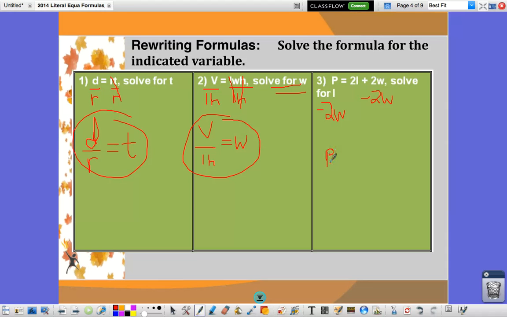So we get P minus 2W equals 2L. Because remember, we just got rid of this. We're left with 2L. Okay? P minus 2W equals 2L, not 21. 2L. And if P minus 2W equals 2L, what are we going to do? Very good.